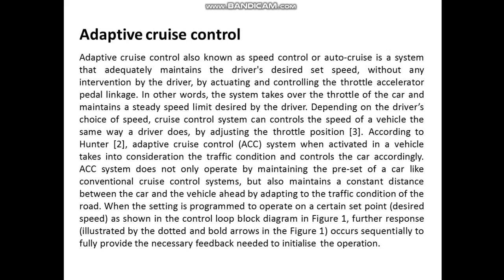So when the setting is programmed to operate at a certain set point, which is considered to be the desired speed as shown in the diagram, which we will see in the next slide, further responses, illustrated by the dotted and bold arrows, occur sequentially to fully provide the necessary feedback needed to initialize the particular operation.